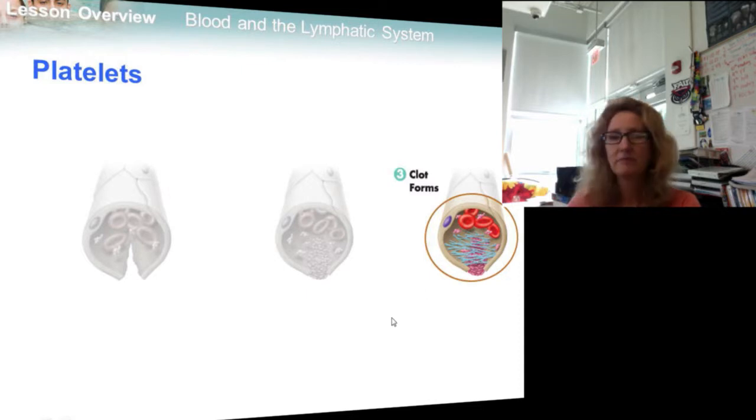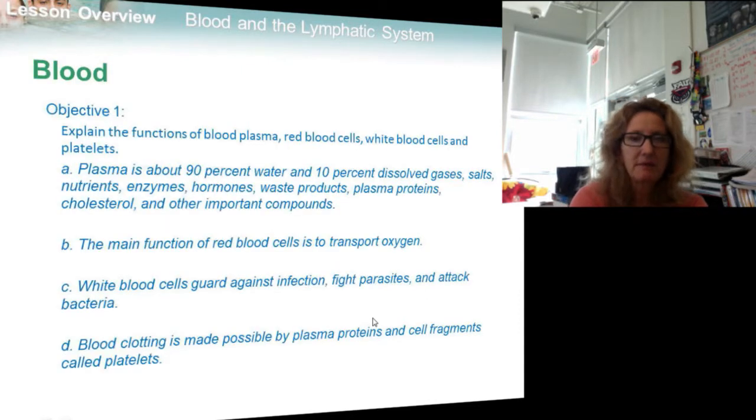Pretty cool, huh? So our objective 1 is to explain the function of blood plasma, red blood cells, white blood cells, and platelets. Plasma is about 90% water and 10% dissolved gases, everything else. The main function of red blood cells is to transport oxygen. The white blood cells are there to guard against infections, fight parasites, and attack bacteria. And blood clotting is made possible by the plasma proteins and cell fragments that we call platelets.